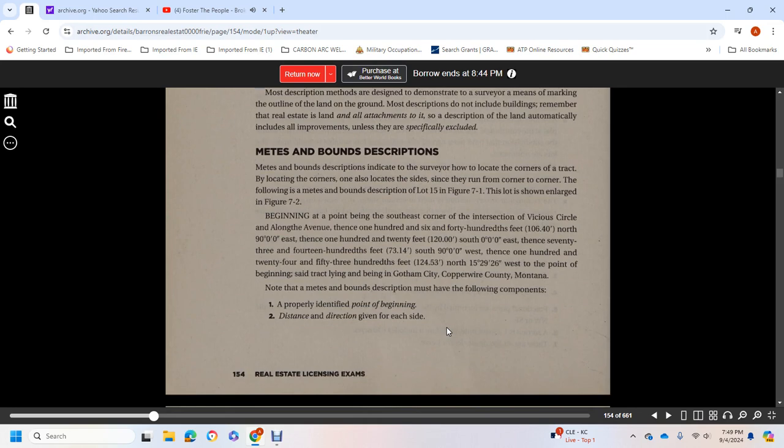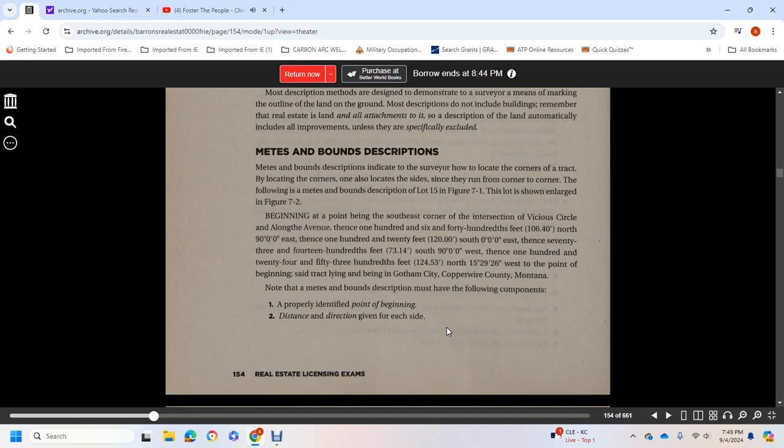Metes and bounds descriptions indicate to a surveyor how to locate the corners of a tract. By locating the corners, one also locates the sides. Consider the following metes and bounds description of lot 15, figure 7.1. The lot is shown enlarged in figure 7.2.